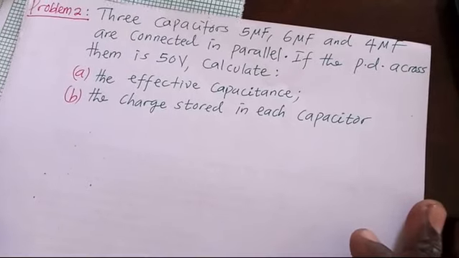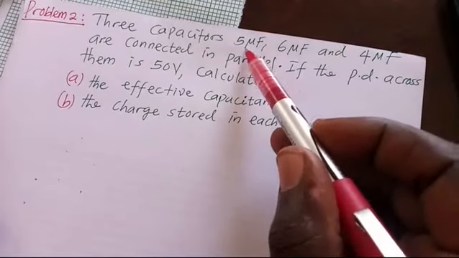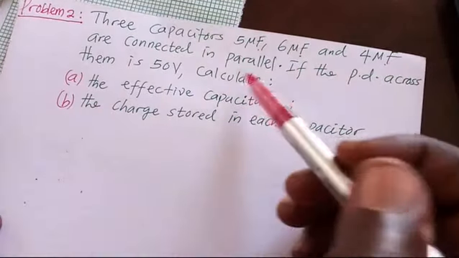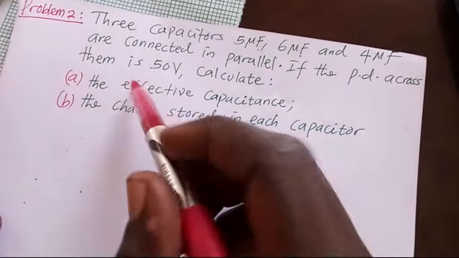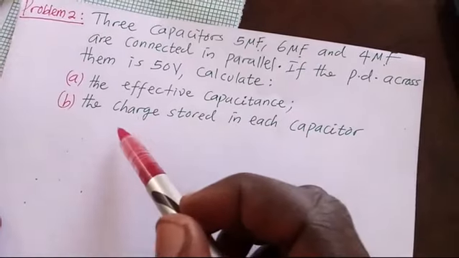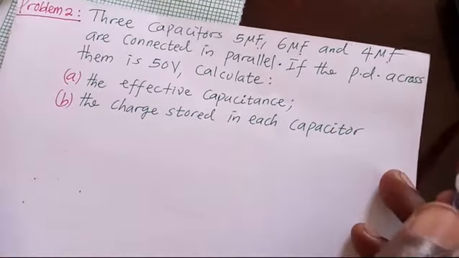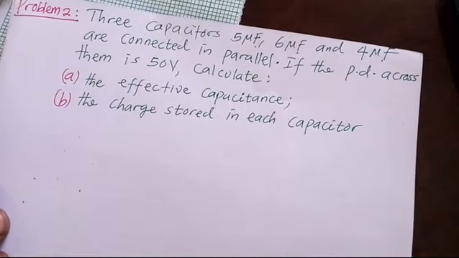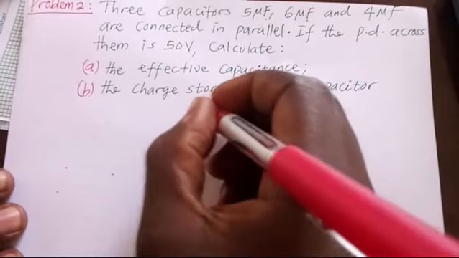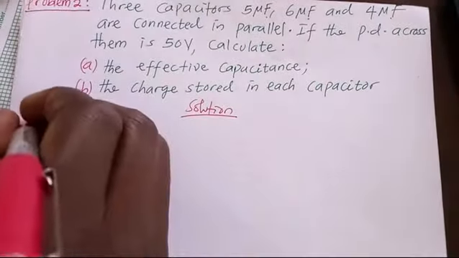Problem 2 here says 3 capacitors, 5 microfarad, 6 microfarad, and 4 microfarad are connected in parallel. If the PD across them is this, calculate the effective capacitance and the charge stored in each capacitor. Okay, I like this one so very much. Solution. How?